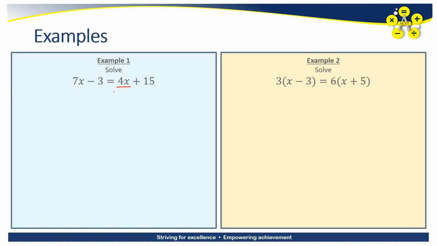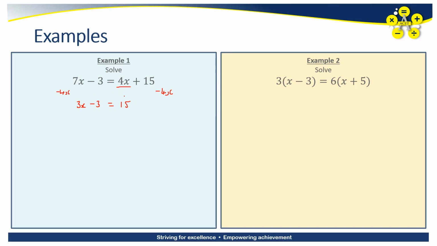And the way to remove it is to do the inverse. I've got positive 4x here. So to remove it, I'm going to do negative 4x. I'm going to take it away. Now to keep things fair, we have to do that to both sides. So 7x minus 4x is 3x. I've still got this minus 3 because I've not done anything to it. That equals 4x take away 4x, which is 0x, that's gone. And we've still got this 15 here.